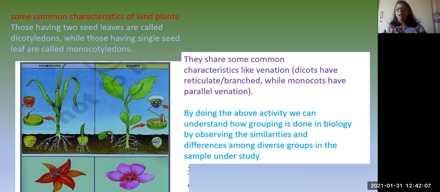Different groups which are having similar characters. Some plants have similar characters, so there is one group. Some have different characters, another group. Those having similar characters, again another group, like that. According to the similarities and differences, they are arranged into groups. That is called diversity.